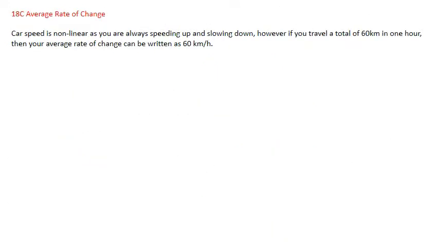Right, so now looking at average rate of change. Car speed is nonlinear because you're always speeding up and slowing down, stopping and traveling at a constant pace. So it's all over the place. If you do your kilometers traveled over time, so distance over time, you'd get a nonlinear line. However, if you travel a total of 60 kilometers in 1 hour, even though you're speeding up and slowing down throughout that, you can say that your average speed or your average rate of change was 60 kilometers per hour. So it's just the average speed or the average rate of change over some time.